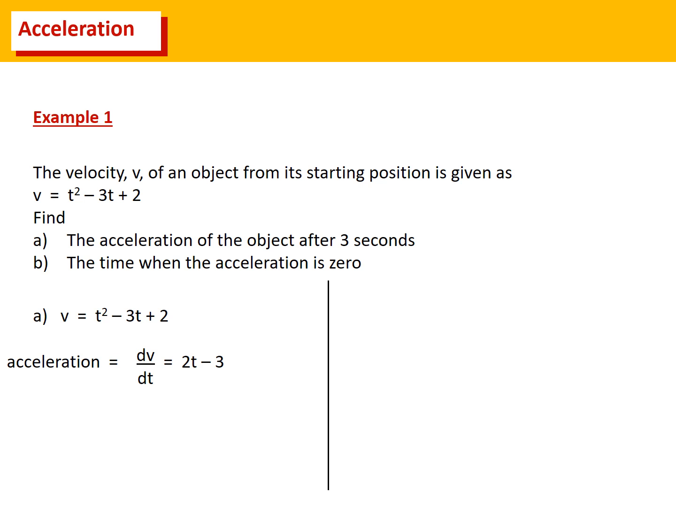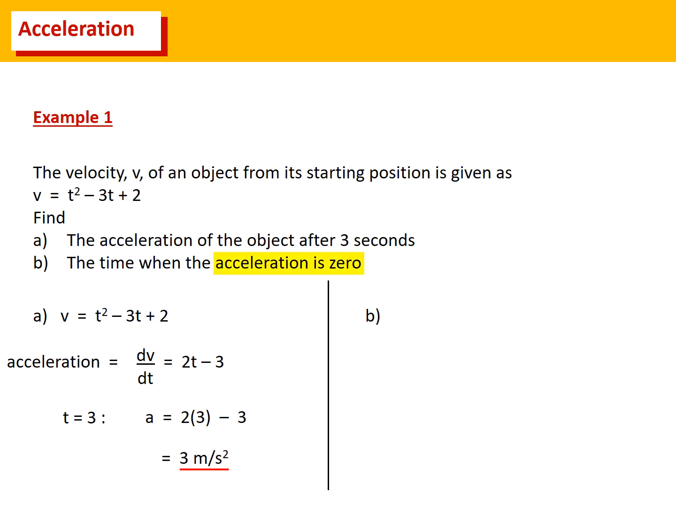If you're not sure where these expressions for the differentiated expression come from, then I suggest you look at the previous video on differentiation. It goes through that in more detail. When t equals 3, we want the acceleration after 3 seconds, so we substitute t equals 3 into our expression for acceleration, and that gives us 3, and the units are meters per second squared.